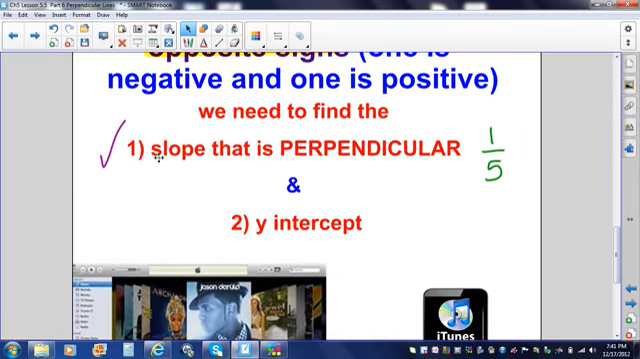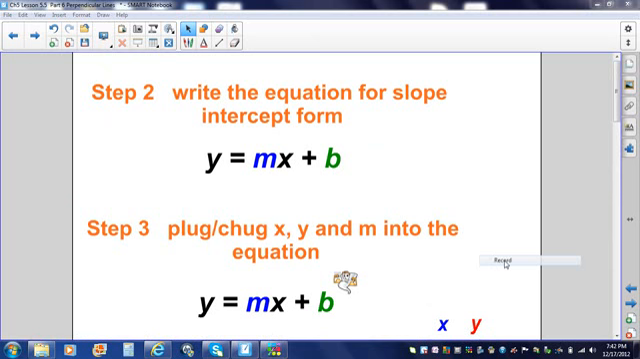Now that we found that our slope of the perpendicular line is 1 over 5, we can find the y-intercept. BRB. Sorry, my children had yodeling lessons. As you can tell, they need some more practice.